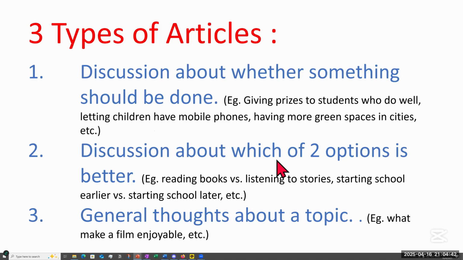Then you have this type, which is a discussion about which of two options is better. So for example, reading books versus listening to stories, which one is better? Starting school earlier or starting school later, etc. The third type provides general thoughts about a topic. So what makes a film enjoyable, etc.